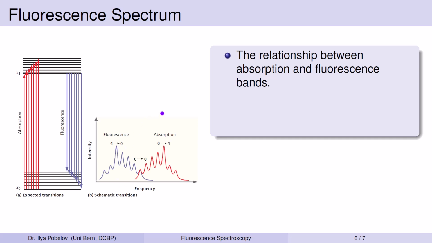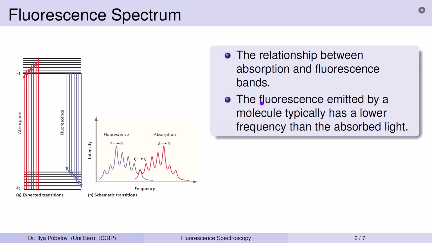Let's start with a fundamental observation. The fluorescence emitted by a molecule typically has a lower frequency than the light it originally absorbed. This is due to the vibrational relaxation that occurs before fluorescence. After a molecule absorbs light and gets excited, it loses some of its energy through non-radiative processes, like collisions with surrounding molecules. This energy loss causes the emitted fluorescence to be of a lower energy than the absorbed light.